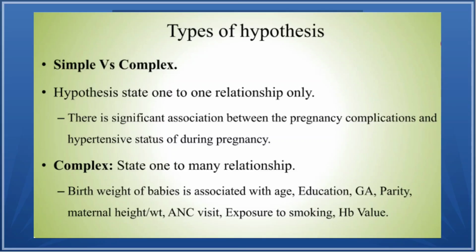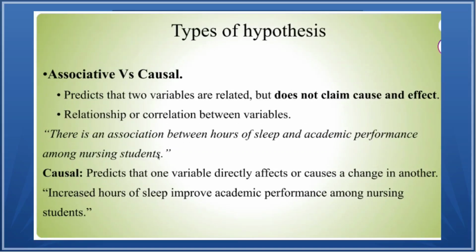Simple versus complex. What is complex in this? Complex states one to many relationship. Birth weight of babies is associated with age, education, GA, parity, and maternal height or weight, ANC visits, antenatal visits, exposure to smoking, and hemoglobin value. All these factors which are going to be associated with the birth weight of the baby. So it is complex, not only one. Many factors are related here. Okay, so that is simple versus complex.